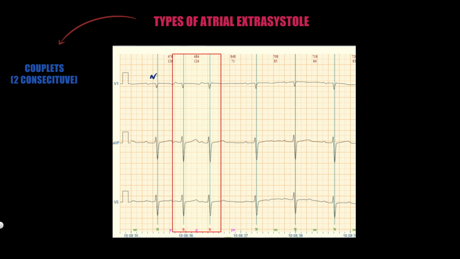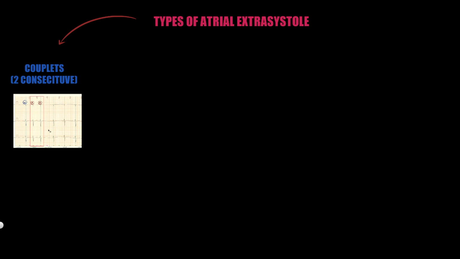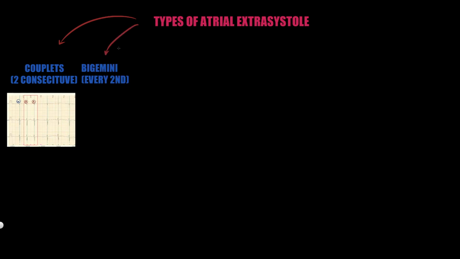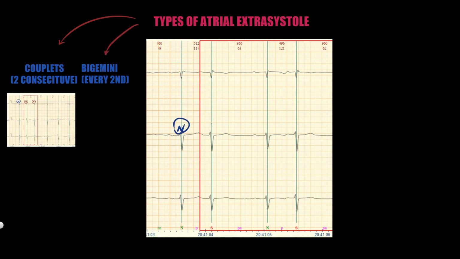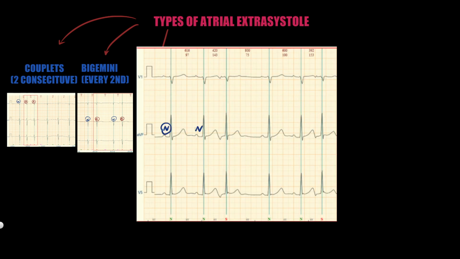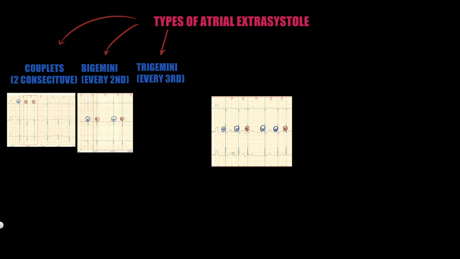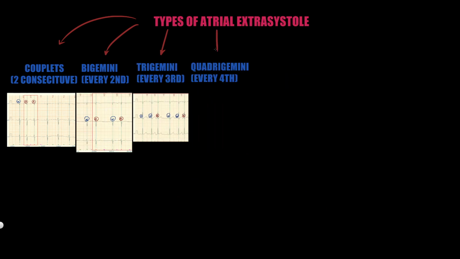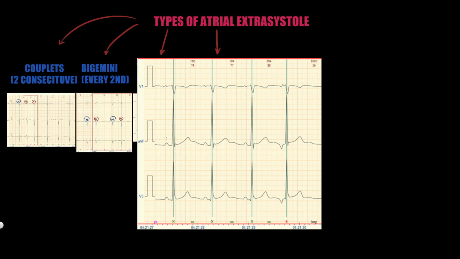There are many types of atrial extrasystole. Couplets are 2 consecutive atrial extrasystoles. Atrial bigeminy is when every second complex is an atrial extrasystole. Atrial trigeminy occurs when every third complex is premature. Quadrigeminy is when every fourth complex is premature.